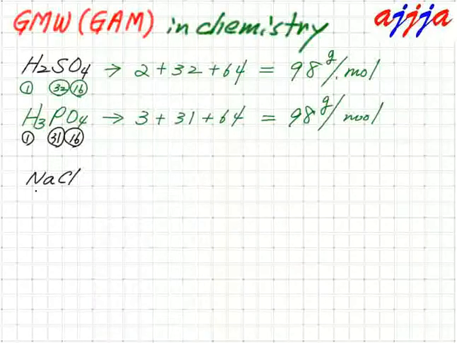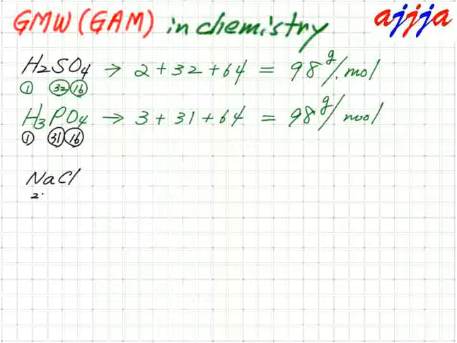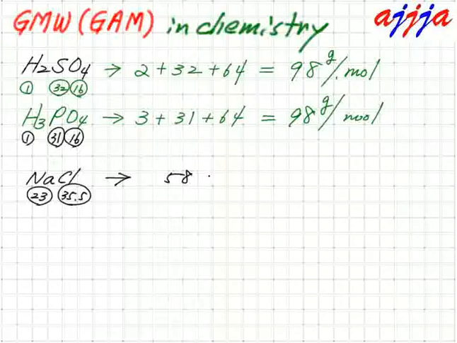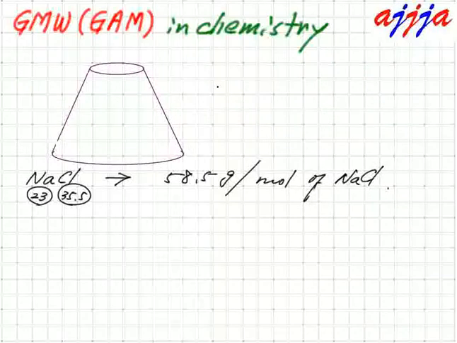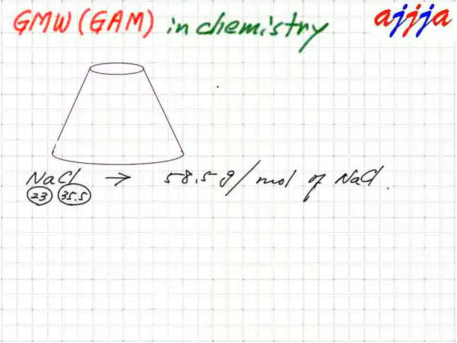So what about NaCl? If you check the periodic chart, Na, which is sodium, is 23 grams. What about chlorine? 35.5. Together, that's right, 58.5. This one is 58.5 grams per mole, 1 mole of NaCl. Wow, very simple.